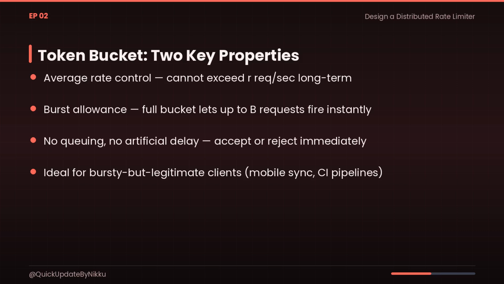Token bucket gives you 2 guarantees simultaneously. Over any long window, the throughput cannot exceed r because that is the refill rate.